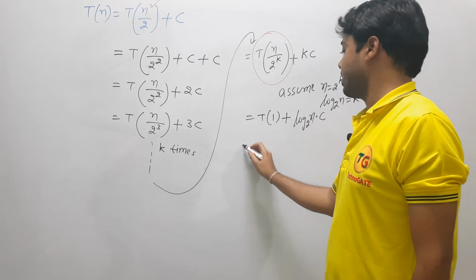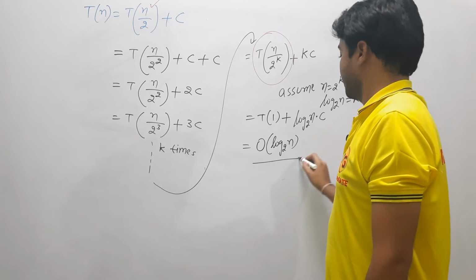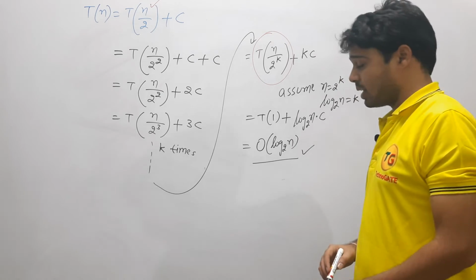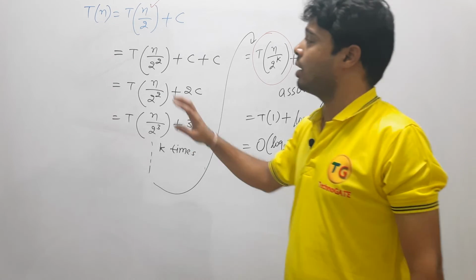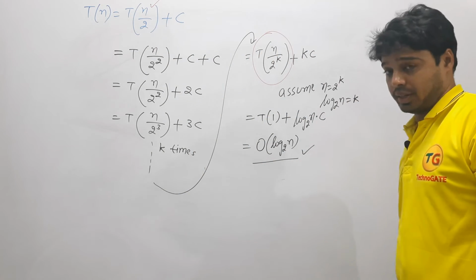So what will happen here? Order of log n. Okay. This is the recurrence relation for finding the power of an element, and this is the solution. This is the time complexity here.